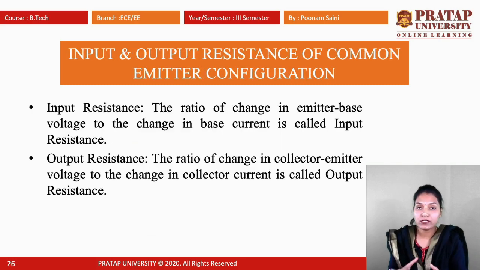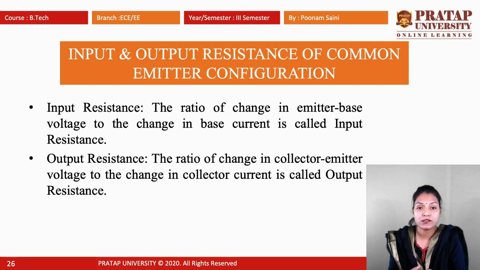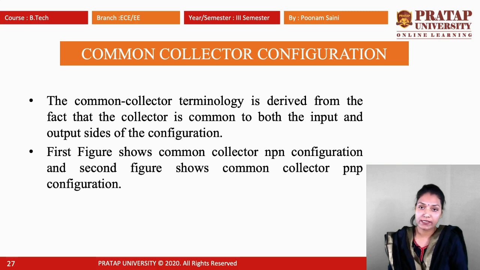So what is the input resistance and the output resistance in common emitter? The ratio of change in emitter base voltage to the change in base current is called input resistance. And what is the output resistance? The ratio of change in collector emitter voltage to the change in collector current is called output resistance. So input resistance is equal to delta VBE upon delta IB, and output resistance is equal to delta VCE upon delta IC.